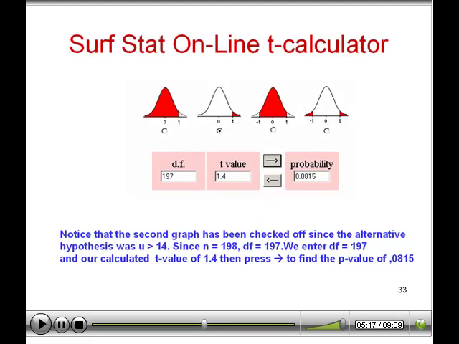This slide shows what needs to be done to obtain the critical p-value. We use the online t-calculator, and in this case we select graph number 2 since the alternative was greater than 14 hours. Next, we enter the degrees of freedom to be 197, or one less than the sample size of 198. And finally, we enter the value of the test statistic we calculated, namely t equals 1.4. Press the right arrow and the calculator reports the p-value to be 0.0815.